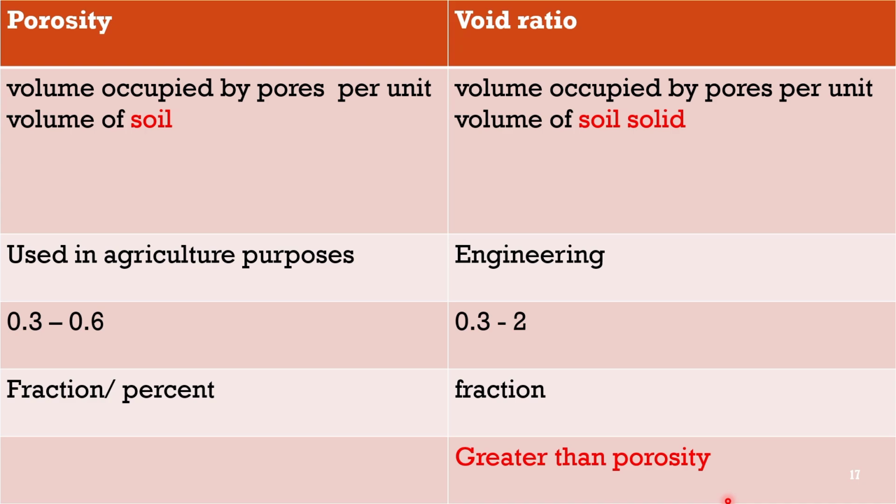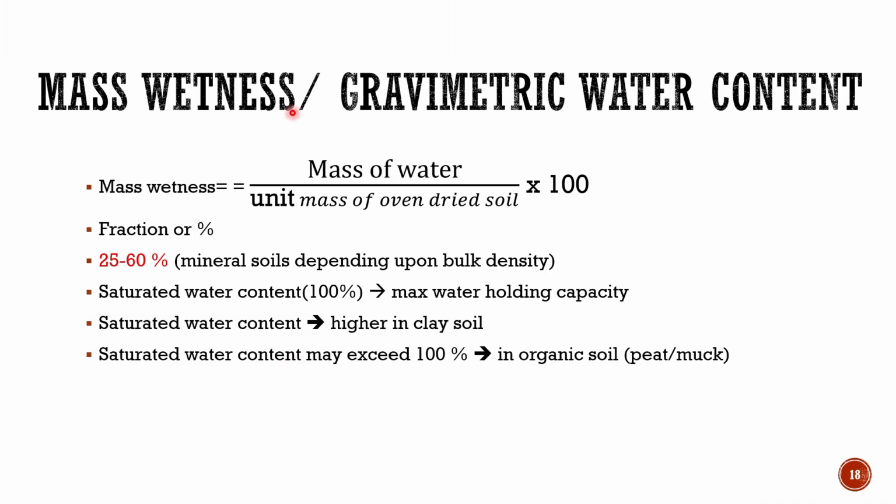Everything I have discussed. The next is mass wetness, or gravimetric water content. Gravimetrically, how much water is present in the soil, that is the mass wetness. It is the mass of water per unit mass of oven dried soil, expressed as a percentage. Expressed as a percentage means multiplied by 100. So per unit mass of oven dried soil, that means per 1 gram, how much mass of water is present in the soil.